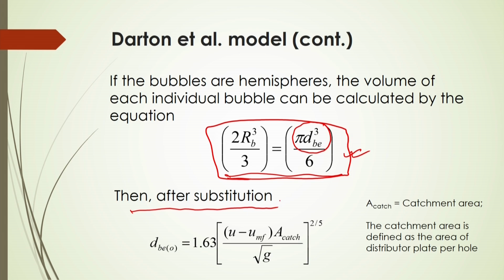And then after substitution, the initial bubble diameter d_B0, the equivalent bubble diameter, can be calculated from these correlations and becomes 1.63 into [(u minus U_mf) into A_cat] to the power 2 by 5 divided by g to the power 1 by 5. What is A_cat? It is called the catchment area. The catchment area is defined as the area of distributor plate per hole. That means how much area is occupied per hole, that is the catchment area. So, once you know the catchment area and the relative flow of the bubble, you can calculate the initial bubble diameter from this correlation.